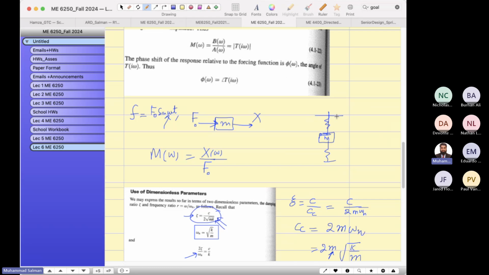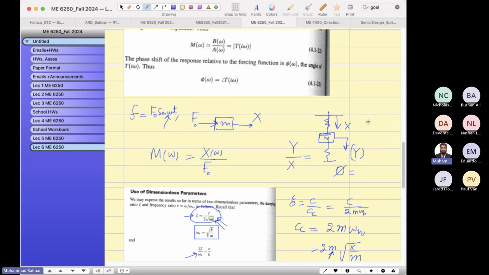So when you give displacement here, this also starts moving. At low frequency, you will see the output displacement and the input displacement are in phase. In phase means that the phase is less than 90 degrees. And we will talk more about it.